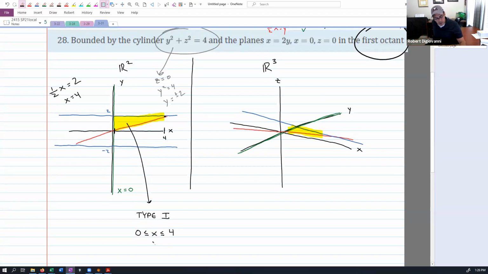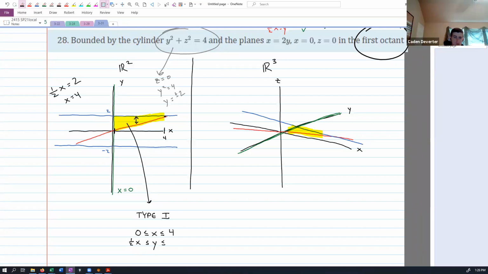What about the bounds on Y? What's the lower bound function? The red one, right? So the Y's are stuck between here and here. 1/2 x, right? That's the lower bound. And then the upper bound is what? Y equals 2. Y is 2. So our X's are between 0 and 4, our Y's are between 1/2 x and 2.